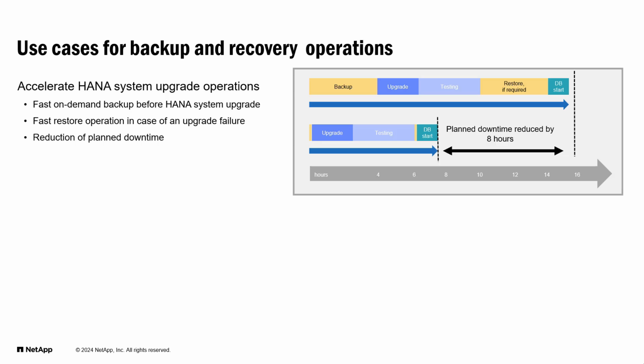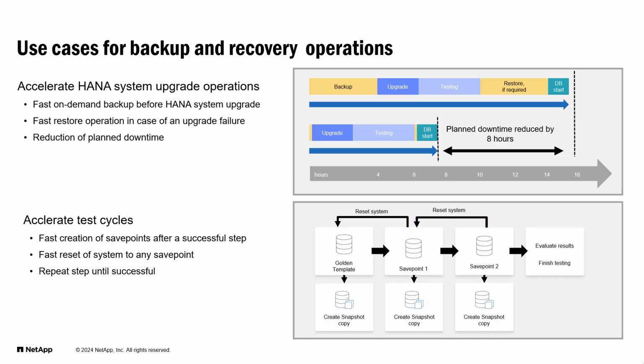An SAP HANA system upgrade is an example where an on-demand backup before the upgrade and a possible restore operation if the upgrade fails have a significant impact on the overall planned downtime. With our example of a 4 TB database, the planned downtime can be reduced by 8 hours using the snapshot-based backups and restore operations.